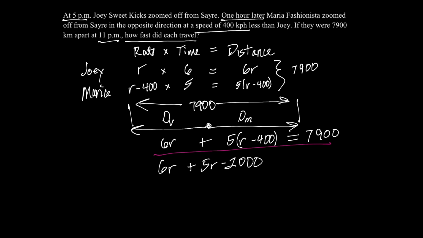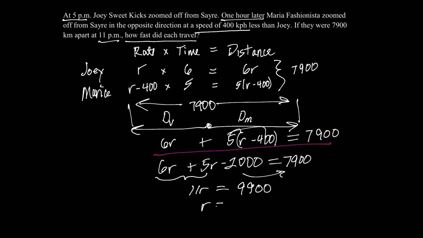Right? I just distributed this 5 is all. Still equal to the total distance covered of 7,900. And if I add my like terms here, I get 11r. If I add 2,000 on both sides, right? Switch the side, switch the sign. You can think of it that way. Then just divide both sides by 11 to figure out what r is.